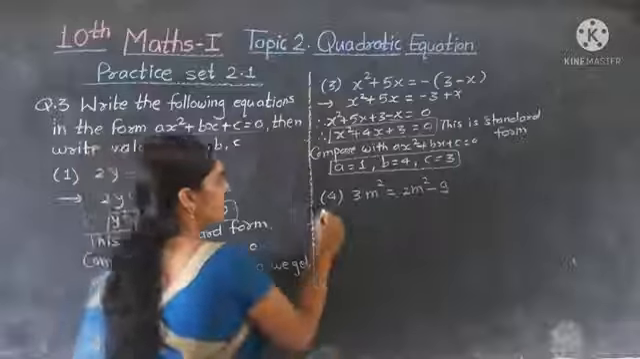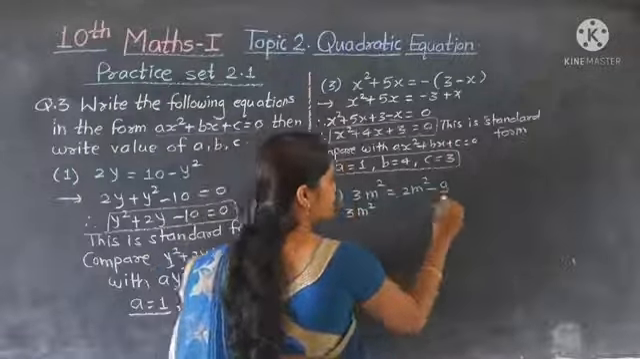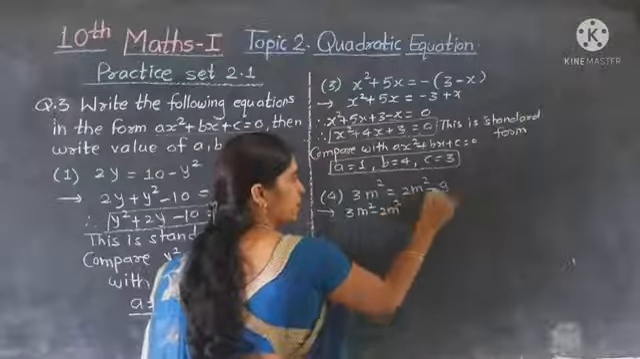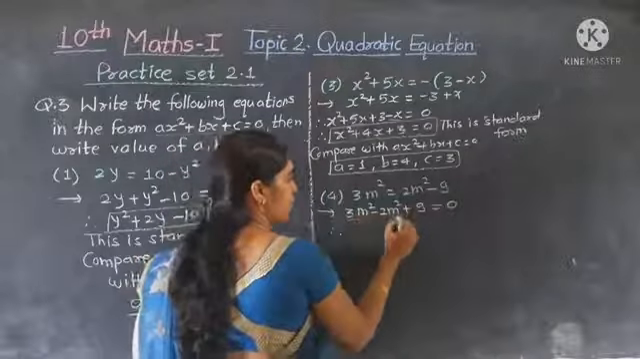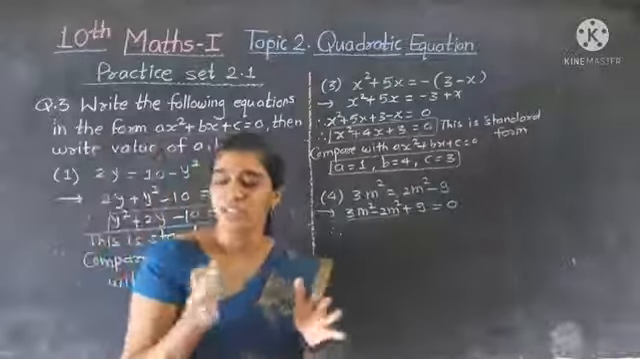Similarly, the fourth one: 3m square. Take all the terms to the left hand side, RHS minus 2m square, this minus becomes plus 9. 3m square minus 2m square, like terms, collect the like terms. Like terms can be added and subtracted.